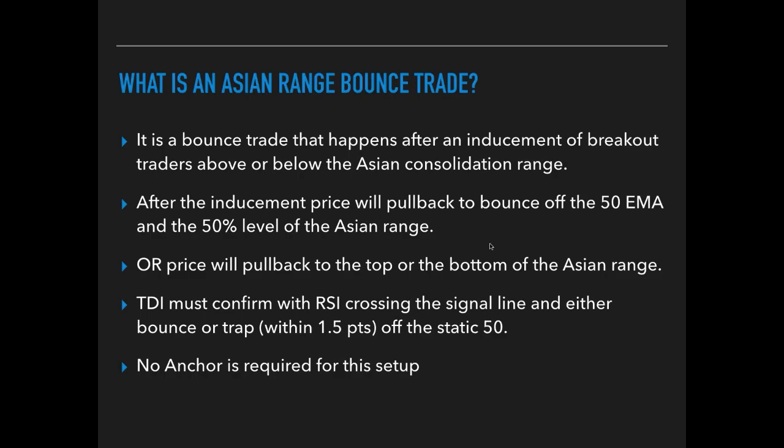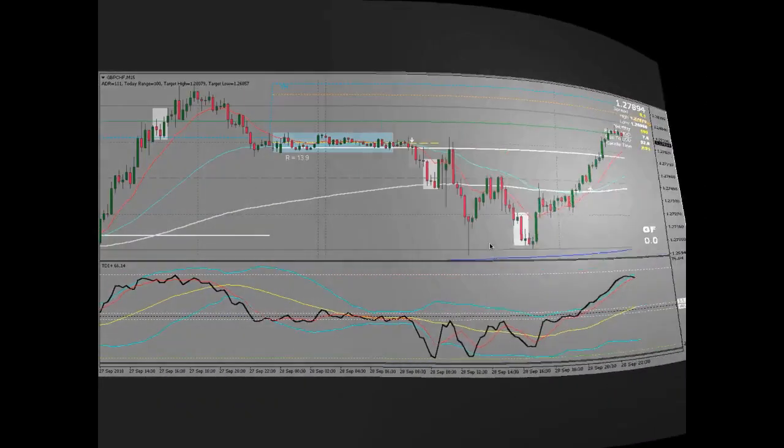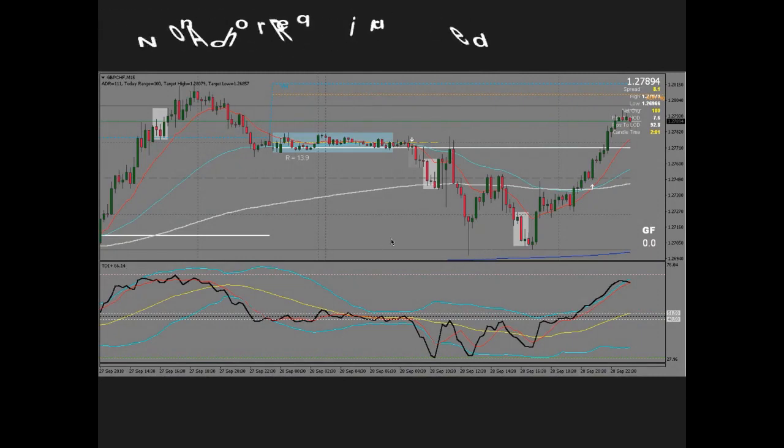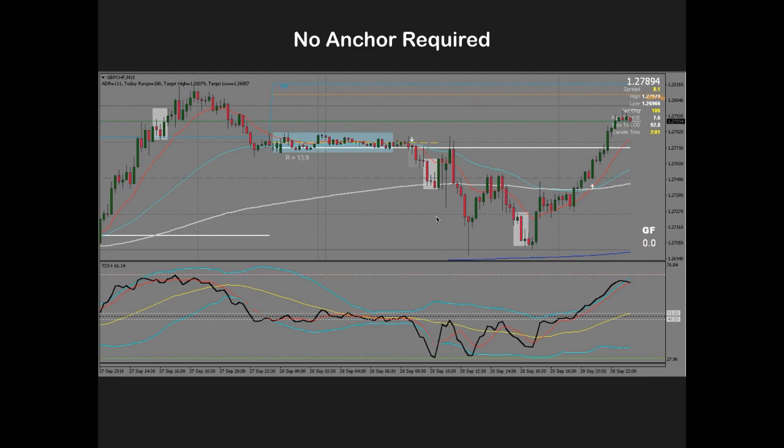All right, so let's go into some examples. I'm going to show you exactly what I'm talking about here. This is basically an example on GF, and you can see here no anchors required. This is going to be a move where you see an Asia range consolidation. Then you're going to see an inducement outside of the Asian range. This is the inducement. And then we're going to get a pullback to the 50% range right here, as denoted by this yellow dotted line, and also the 50 EMA right here.